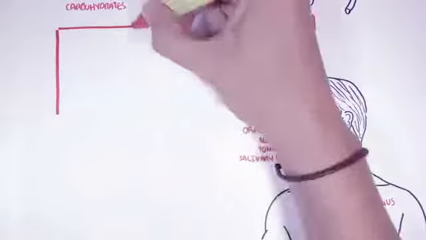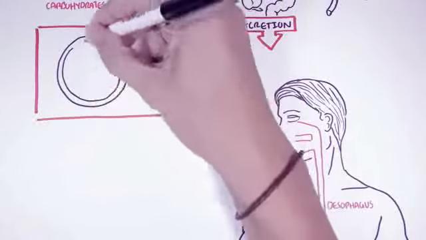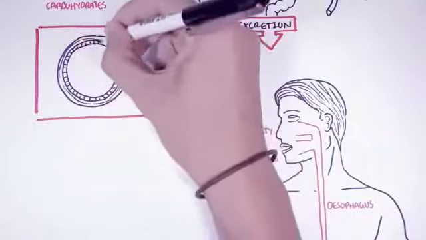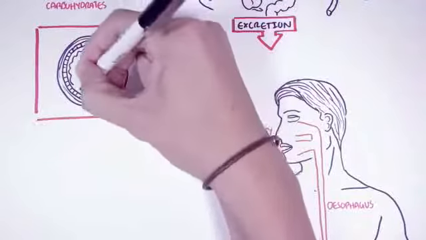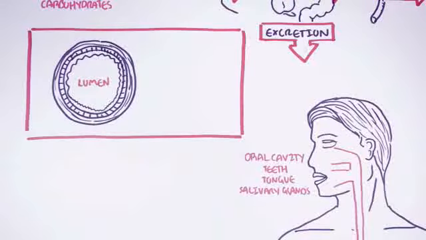Another fundamental point to take in is that the digestive tract all share three similar anatomical properties. Here I am drawing a diagrammatical cross-section representation of the digestive tract. The digestive tract has three main layers. The lumen is the inside space of the digestive tract.